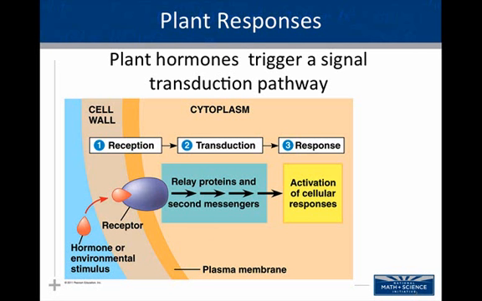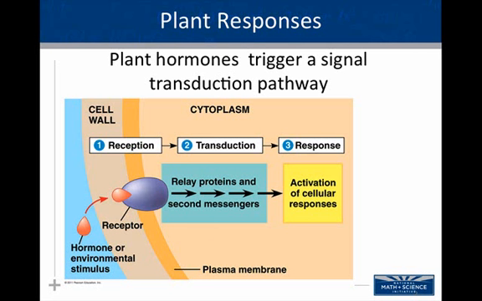With reception, the cell signals are detected by receptor proteins that are located in the plasma membrane. They undergo changes in shape in response to the stimulus, this hormone or the stimuli. Transduction is a multi-step pathway involving relay proteins and second messenger proteins that amplify the initial signal.